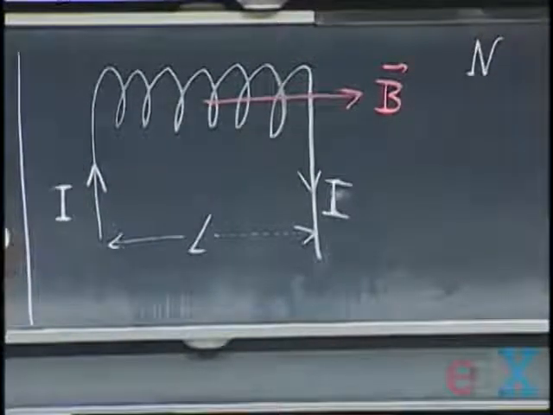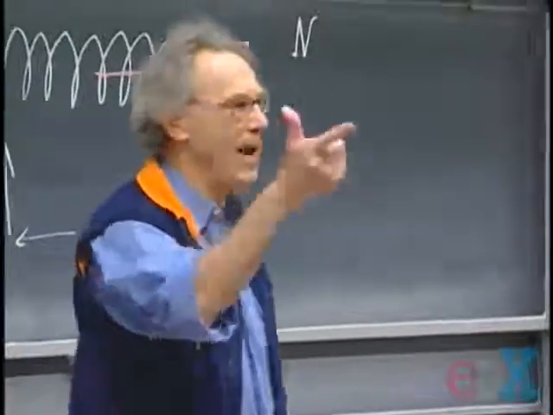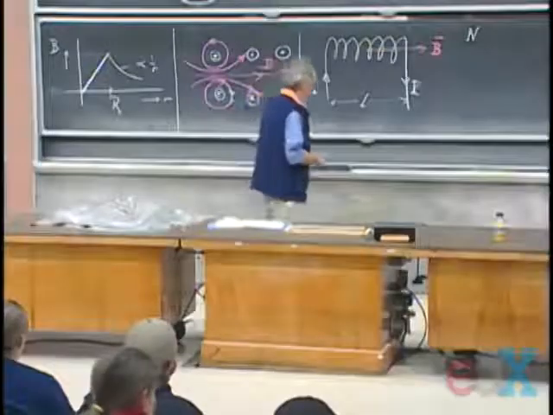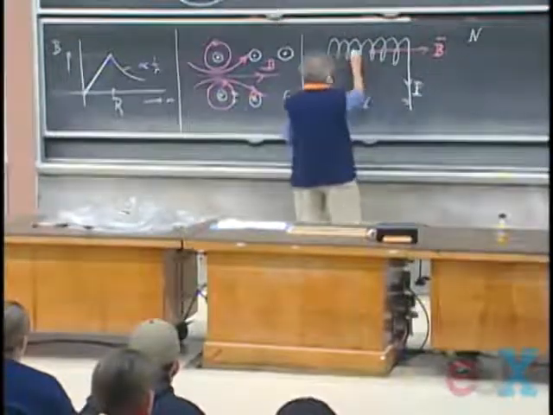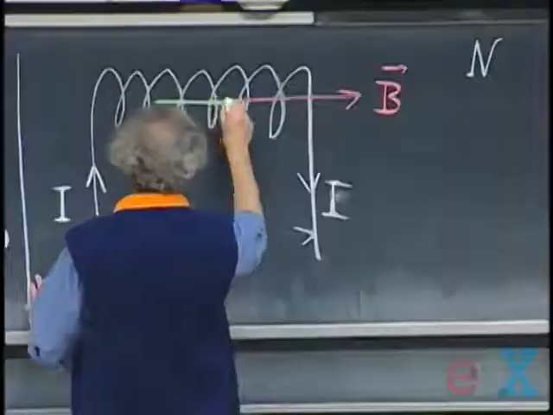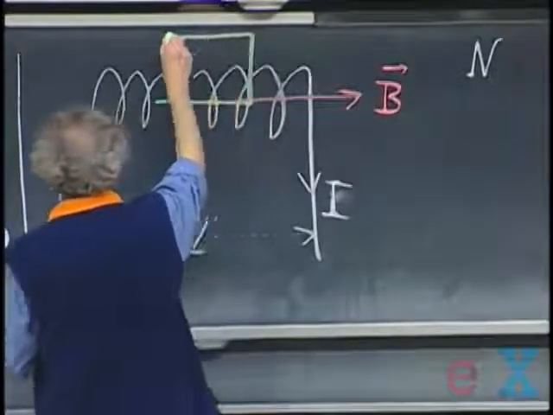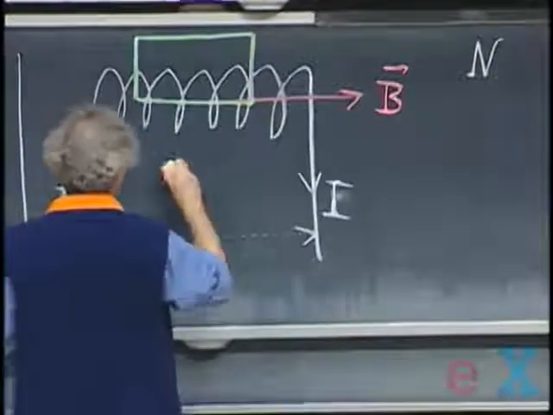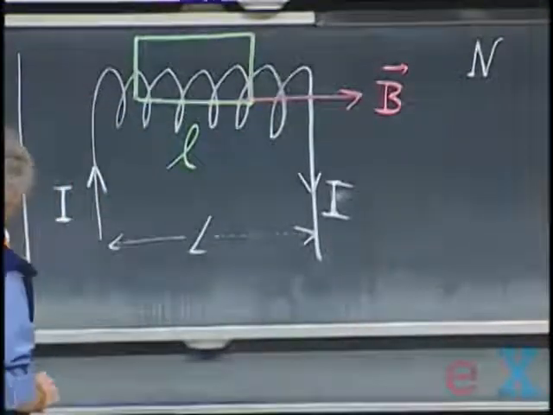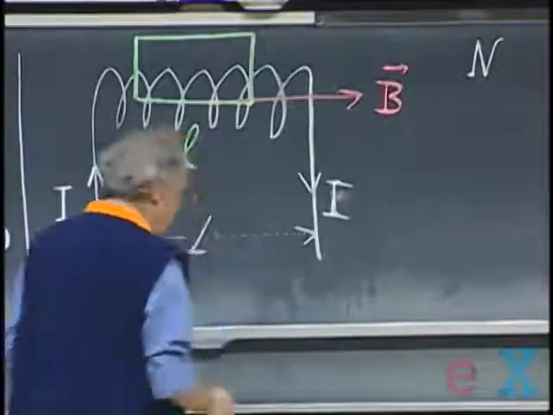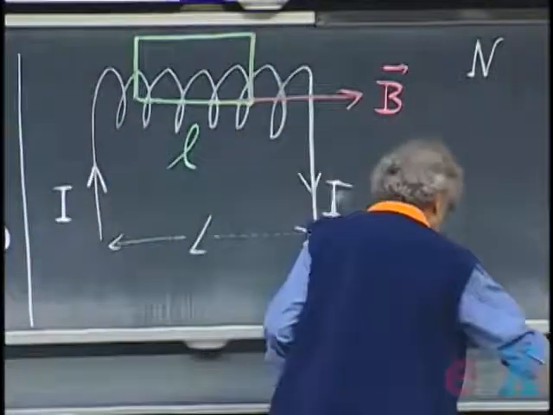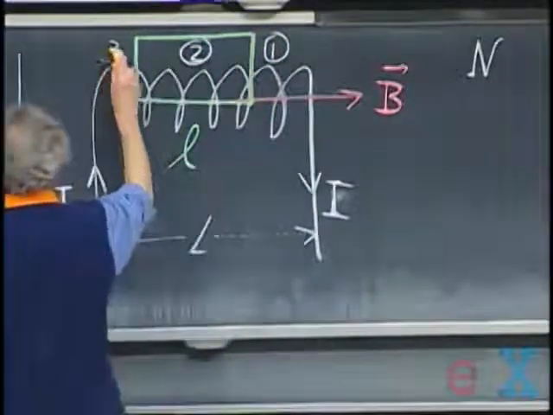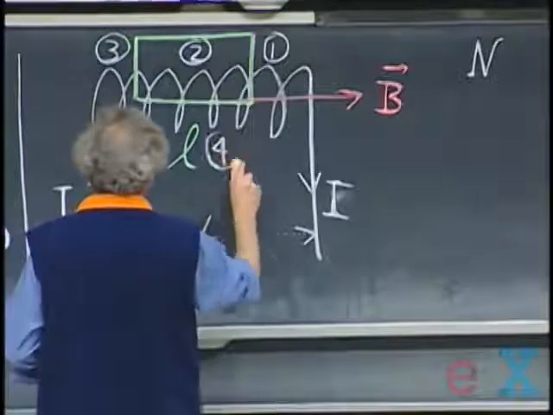So now I have to choose a path. I have to apply Ampere's law. I choose a path, and you may be surprised by the path I'm going to take. This is the path I choose. It's a rectangle, and the length of this side inside the solenoid is little l. And I think of this as four different paths: number 1, number 2, number 3, and number 4.